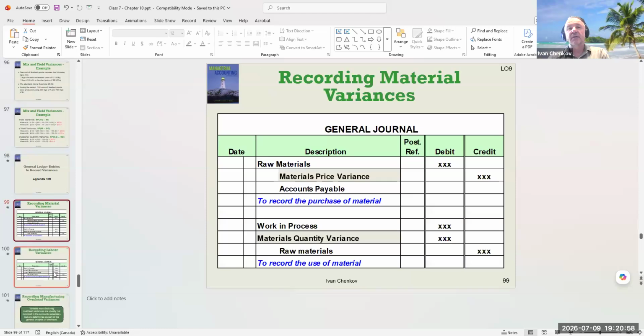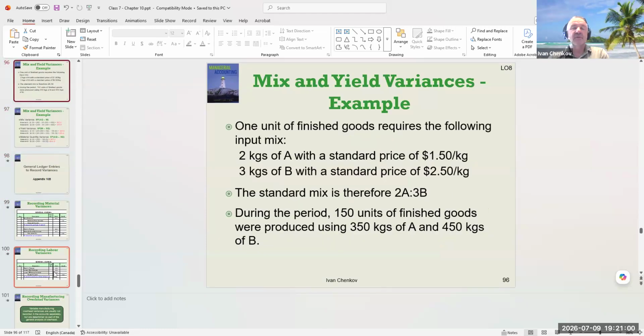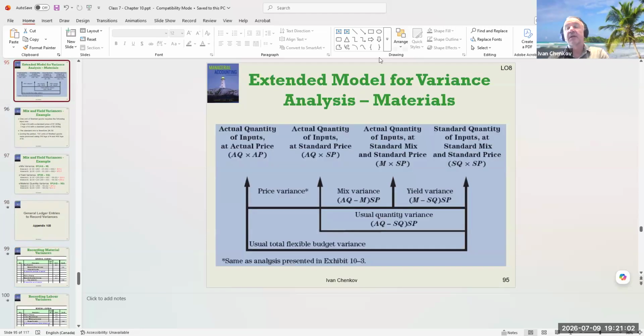For the general entries, I'm not going to spend time on them. That's not the point of this course. That will conclude chapter 10 and our discussion of the fixed manufacturing overhead variance.